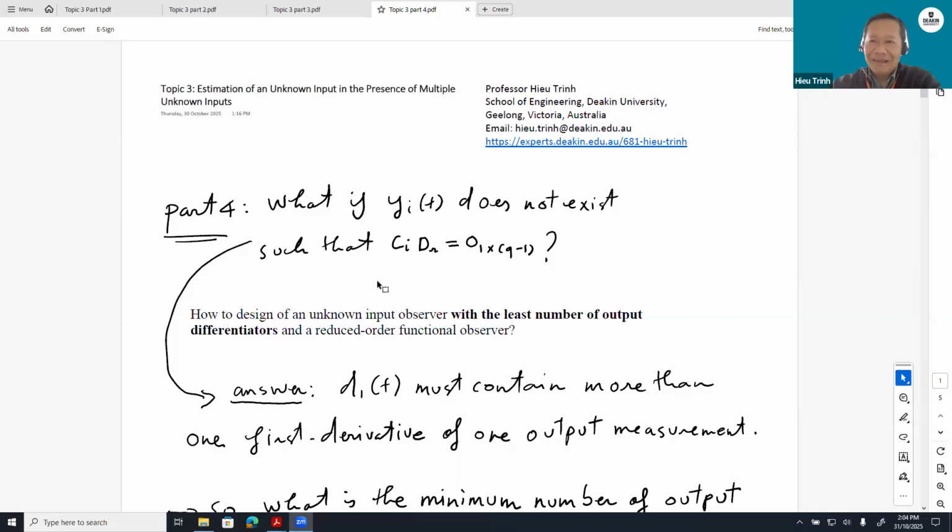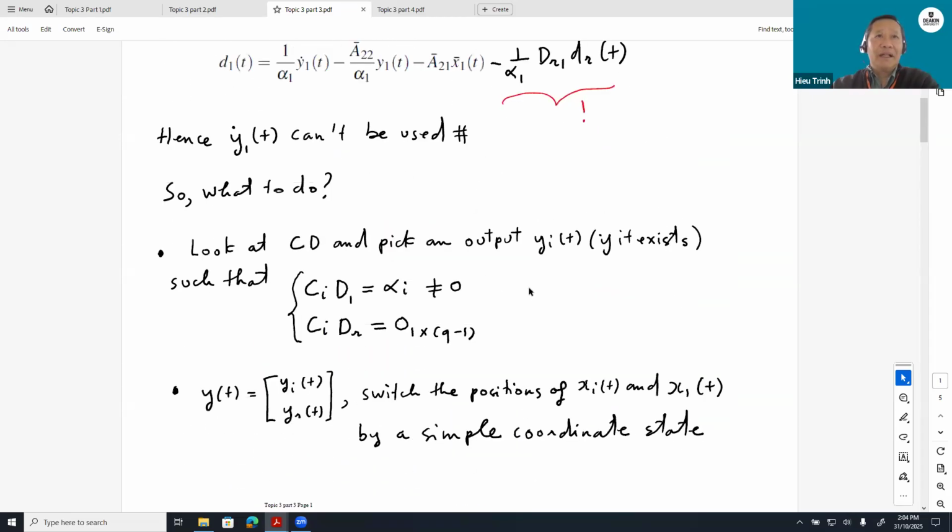Hello and welcome. In this presentation, which is part 4 of topic 3, we look at asymptotic estimation of an unknown input in the presence of multiple unknown inputs. What we're going to do is ask the following question. What if the output measurement y of t does not exist, such that the following condition holds?